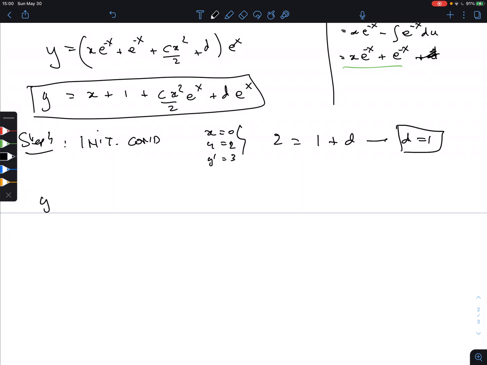Now to plug in this condition, I have to take the derivative of this top thing. The derivative of x plus 1 is 1. The derivative of the first term is 2x, with the 2 cancelling, so c x e^x, plus, copy that term, take the derivative of the second, plus d e^x. Plug in 0. Again, these two guys disappear, so we see that 3 is equal to 1.